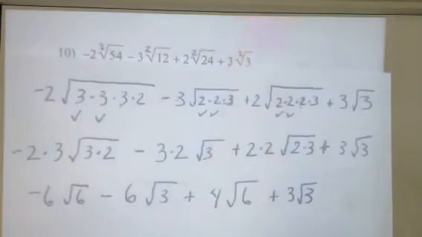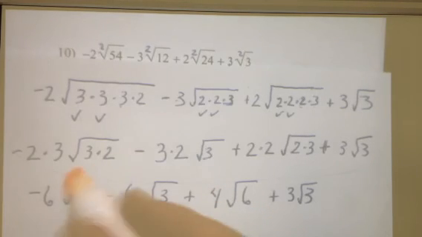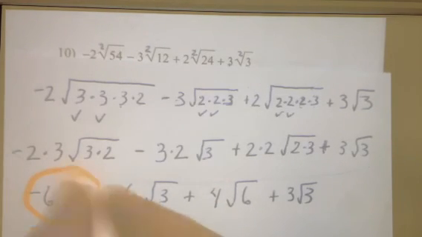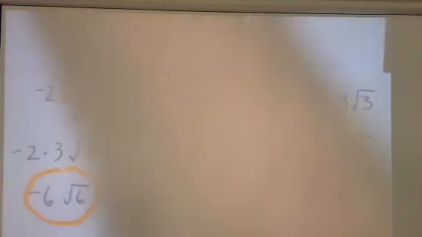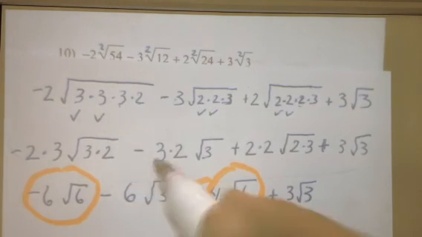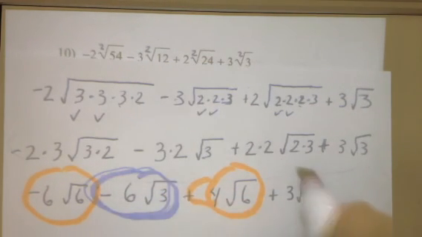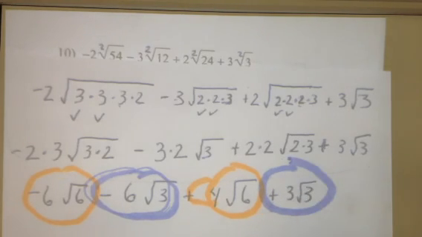Now we can only combine the terms that have the same radicand. So we can combine this with this, and we can combine this with this. So we are almost done. We end up with negative 6 radical 6 plus 4 radical 6 equals negative 2 radical 6. And negative 6 radical 3 plus 3 radical 3 equals negative 3 radical 3, and we have done it! Congratulations!